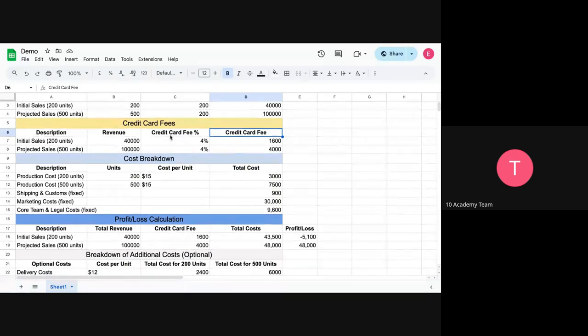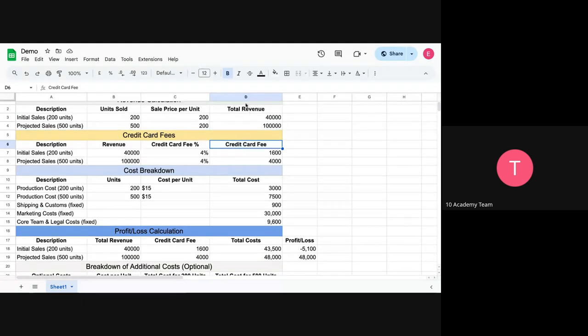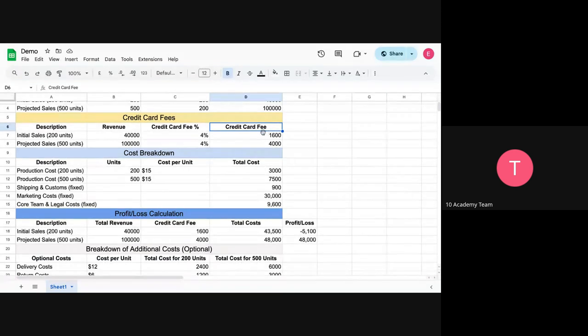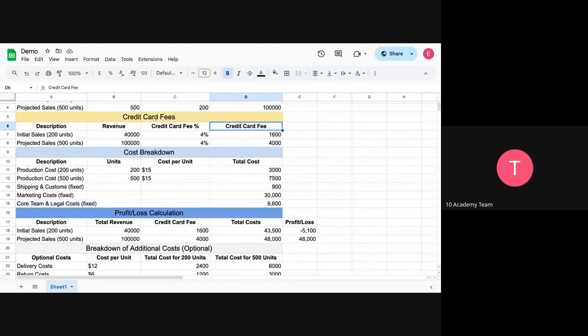Then we go with the credit card fees. The credit card fee percentage is 4%. In this case, it's a fixed one, and we have the revenue calculated over here. We are going to calculate the credit card fee for each revenue, whether we have 200 units or 500 units of product in our company. We use the same way as before, but it's a little bit different because we have a constant, fixed amount over here. So we are going to multiply again.